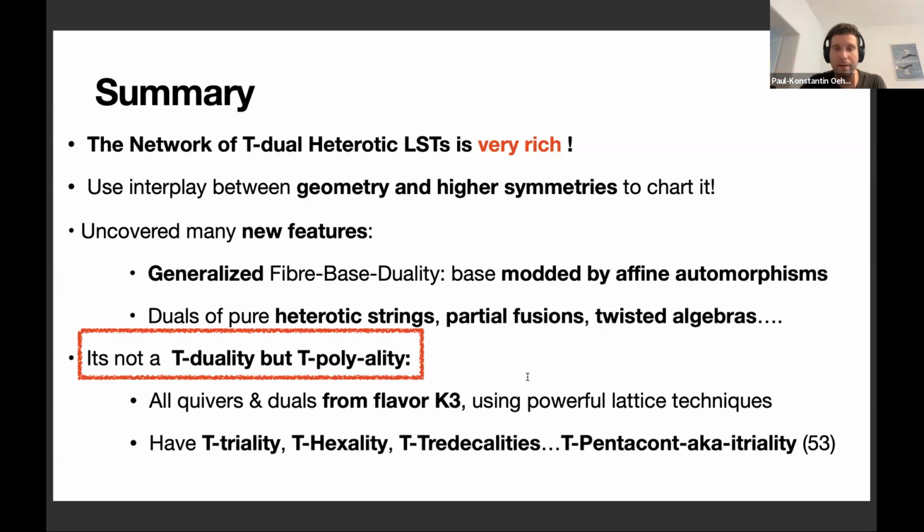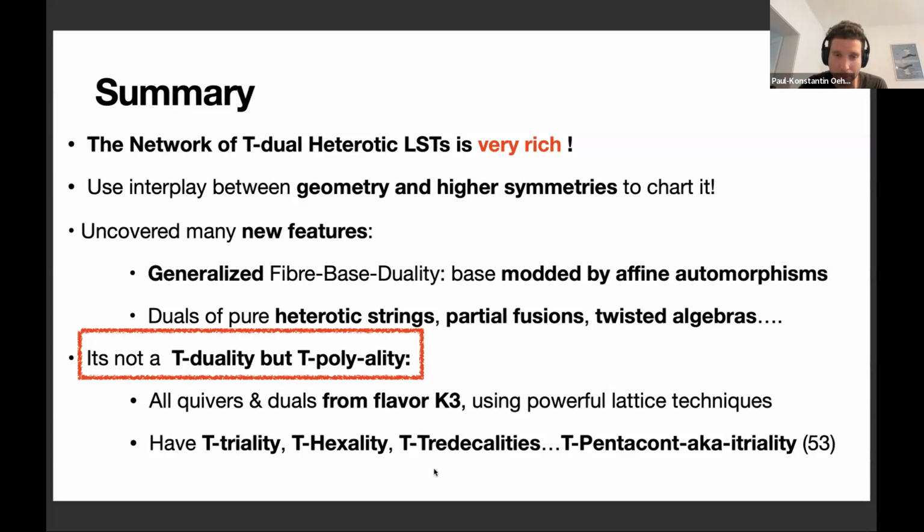If you don't take anything from this talk, this is the main thing. We find, and that was a surprising thing, that T-duality is actually not a duality. It's a poly-ality. You find many, many dual models, in particular when the flavor group is large. And we can construct them using lattice techniques. For example, with the toric methods, we easily find T-triality, and we have a T-hexality.